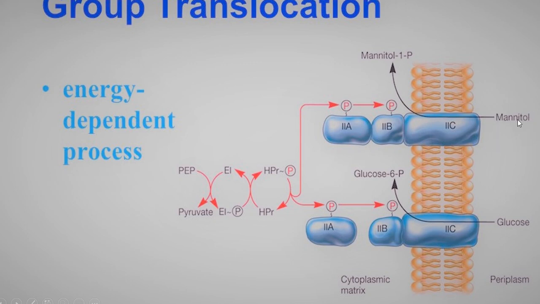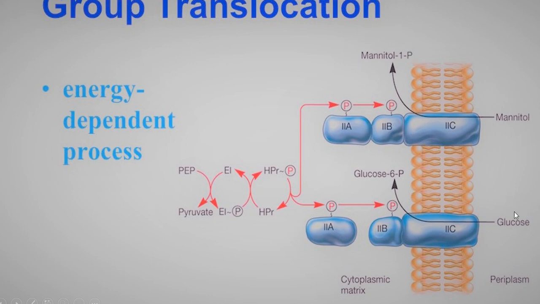The substrate molecule is transported into the cell in an altered manner. See here, outside it is in the form of mannitol. When it came into the cell it became mannitol 1P, that is mannitol 1-phosphate. That's how group translocation is defined: the process in which the substrate molecule is transported into the cell in an altered form.